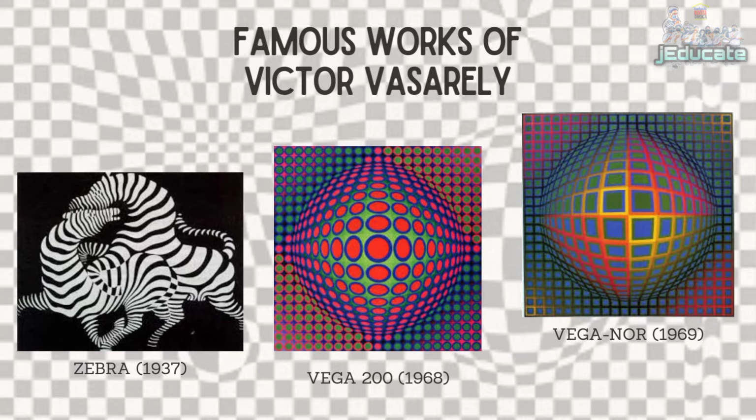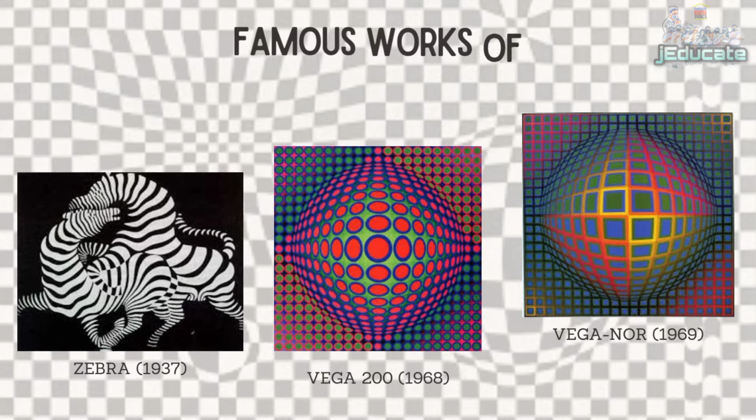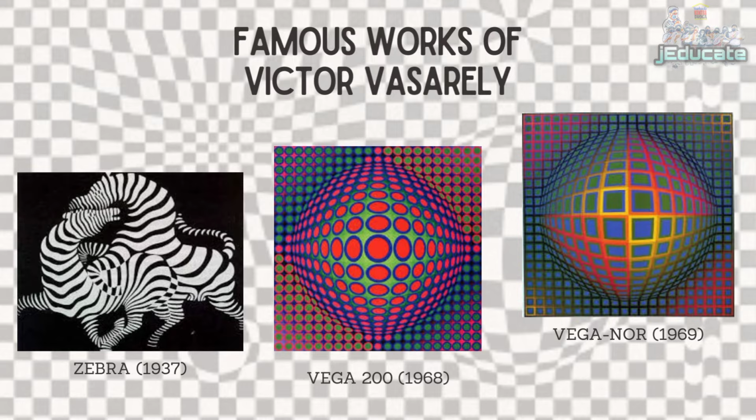Famous works of Victor Vasarely: Zebra, 1937, Vega 200, 1968, Veganor, 1969.